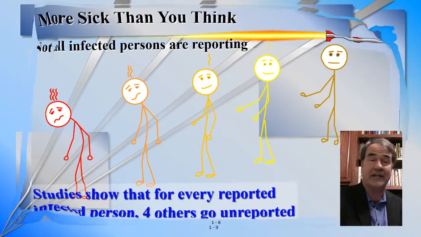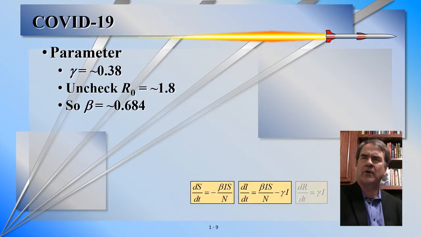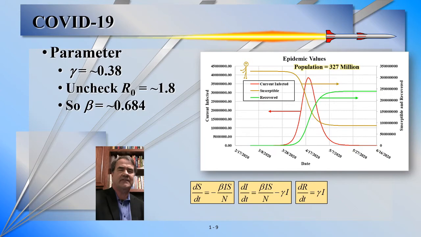So if we move on now, if we just look then, what about COVID-19 specifically? So for COVID-19, it looks like the parameter gamma, which remember is the number of people per unit time that will recover from the disease, and that is more or less set by the genetics of the disease, is on the order of about 0.38.